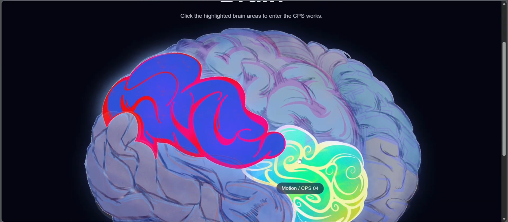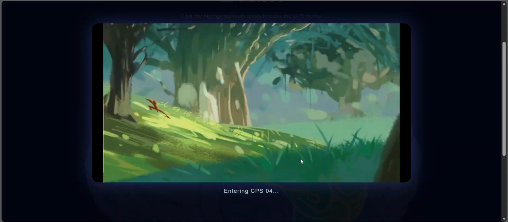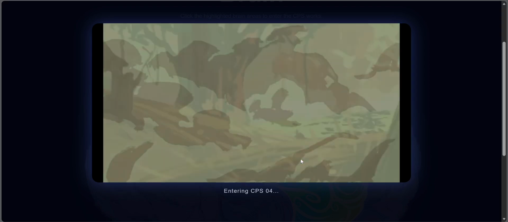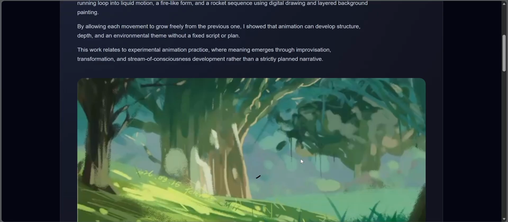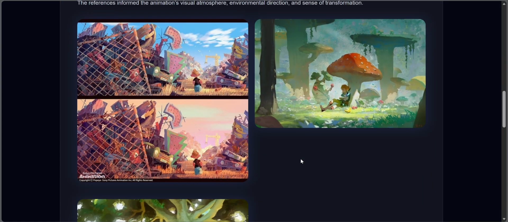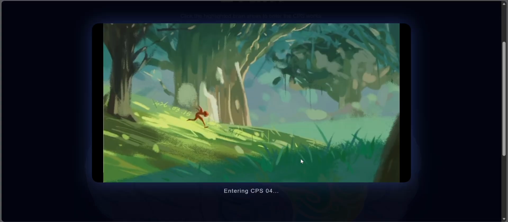In week 2, the focus was tinkering and experimentation, so I created a 2D hand-drawn animation. It began with a running loop and gradually transformed into liquid movement, fire-like forms, and a rocket-like motion sequence. What was important about this work was that I did not start from a fixed story. I allowed the animation to grow freely, like a tree, following the movement trajectory and my own perception of motion.